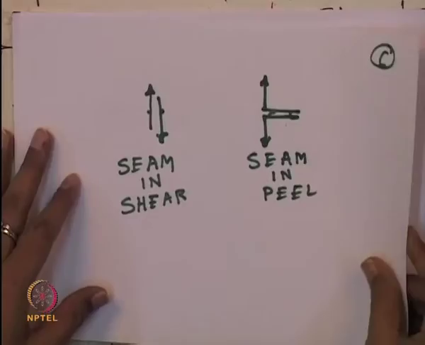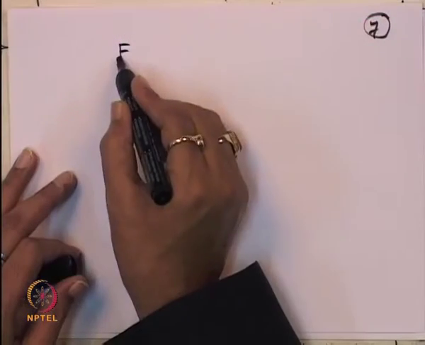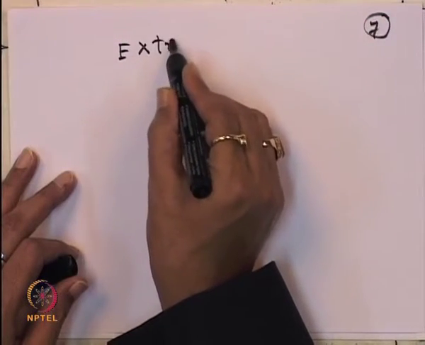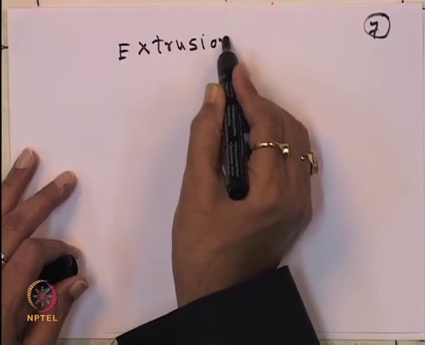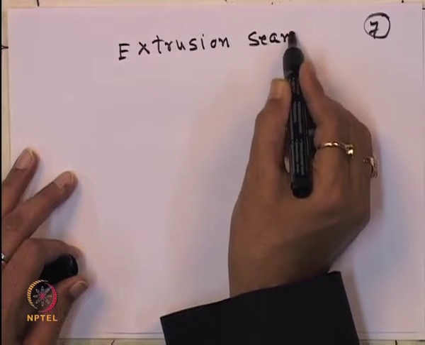Also there are different types of joining systems. Various methods are available to fabricate geomembrane seam. I am just showing some of the seams. One is called the extrusion seam.